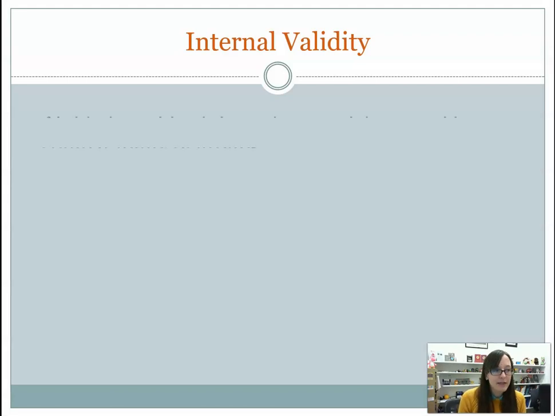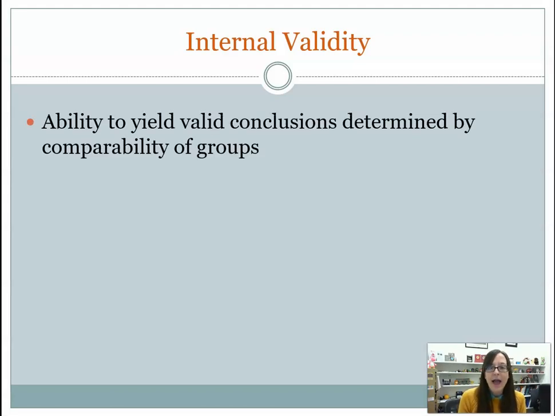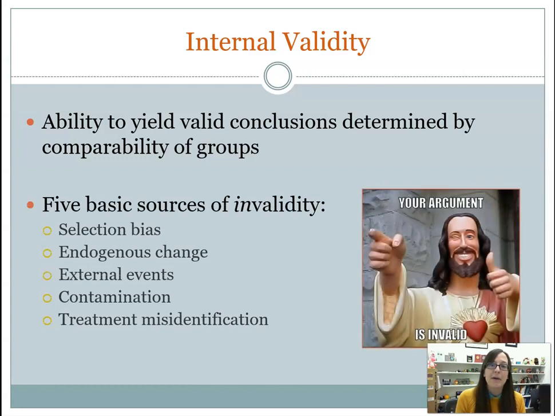So when we're looking specifically at internal validity, how much we can yield valid conclusions is determined predominantly by how comparable our groups are. That's why true experiments are super comparable, because there's no systematic differences between the groups. But when we're looking at quasi-experiments in particular, though this could happen in true experiments as well, you have 5 basic sources of invalidity that make it tough to talk about causality in any real way. These are selection bias, endogenous change, external events, contamination, and treatment misidentification. So let's briefly go through those.